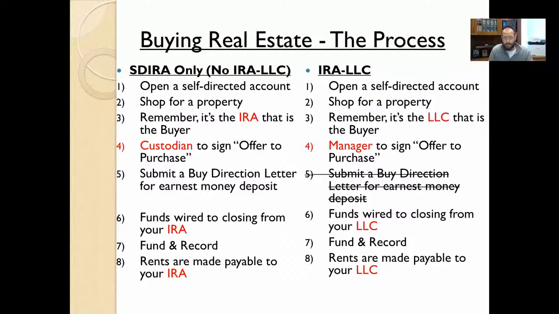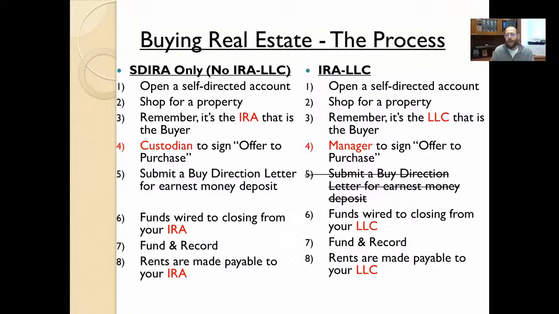And you would do that by submitting a direction letter for the earnest money. You would then, funds would be wired to the IRA, from the IRA to the closing. You fund and record, and all your rents are made payable to your IRA. Easy peasy, no problem. For those of you that are already involved in this, you know that process. I point that out because it's important that the IRA be the buyer of the asset, not you, and then you want to get it in. Too late. You're going to mess up the timeline.